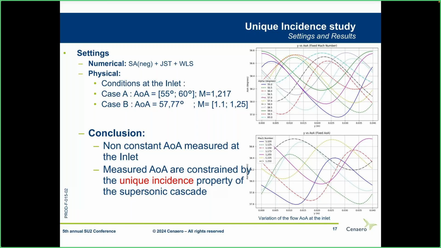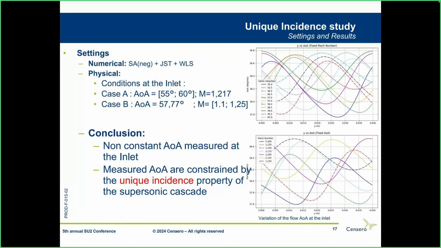And what we can see is that the measured angle of attack at the inlet, here it's the inlet line, and here is the measured angle of attack at the inlet, is first of all not constant at all for both cases, and mostly it's constrained between here. I don't know if you can see, but 57.8 and 58.5. The angle of attack is constrained by the unique incidence principle of this supersonic cascade, and the fact that the boundary conditions at the inlet are weakly imposed. So we are not able to find the condition that VKI is finding in its experiment.